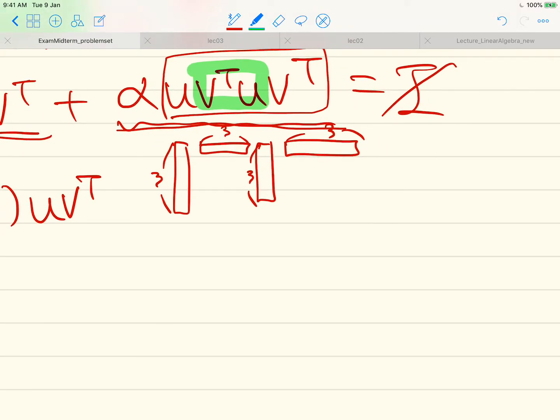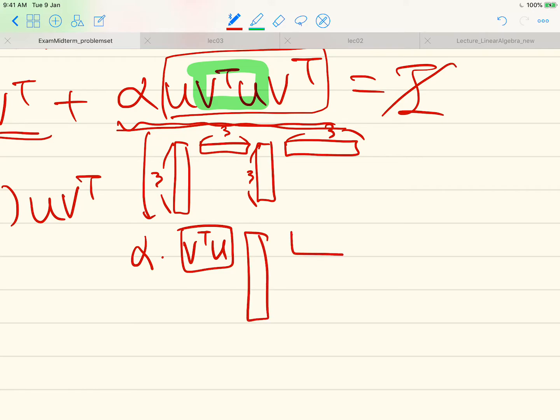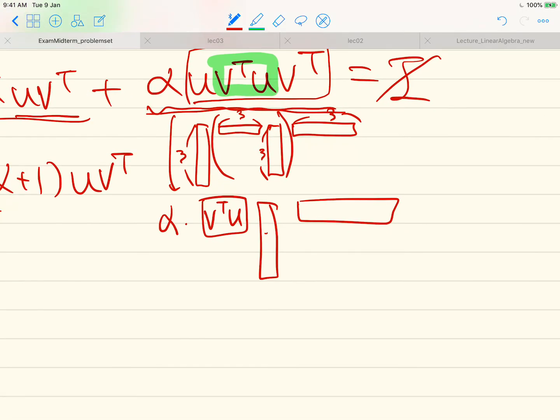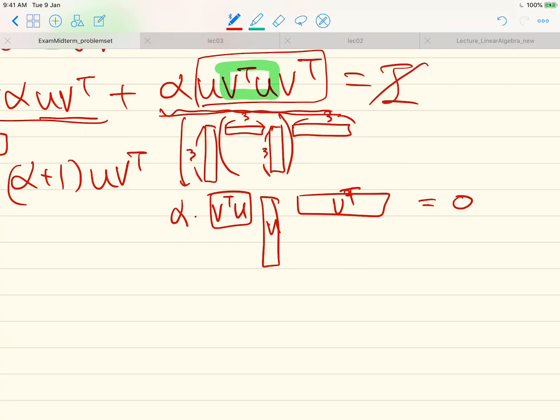By the fact that it is a scalar, we can rearrange this into alpha, which is also a scalar, times v transpose u, which is also a scalar, and u and v transpose. In other words, we compute this part first, which generates the scalar, and then we just move it to the left. The remaining part is the first u and the last v transpose, so u v transpose, and it should be equal to 0.